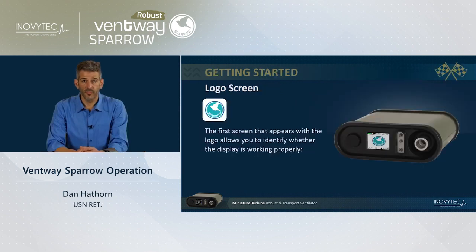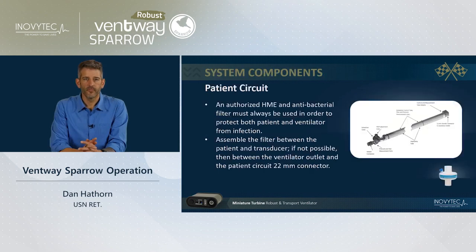Getting started with the Sparrow. The logo screen. The first screen that appears with the logo allows you to identify whether or not the display is working properly. You should see a white screen with a blue circle and a white sparrow. An authorized HME and antibacterial filter must always be used in order to protect both patient and ventilator from infection. Assemble the filter between the patient and transducer. If not possible, then between the ventilator outlet and the new patient circuit 22mm connector.